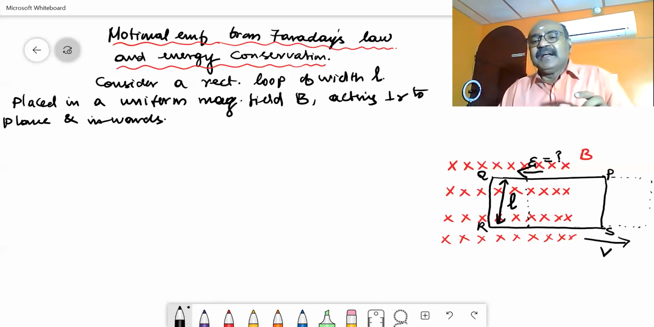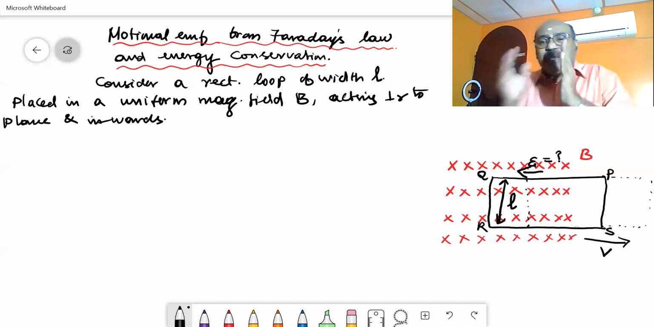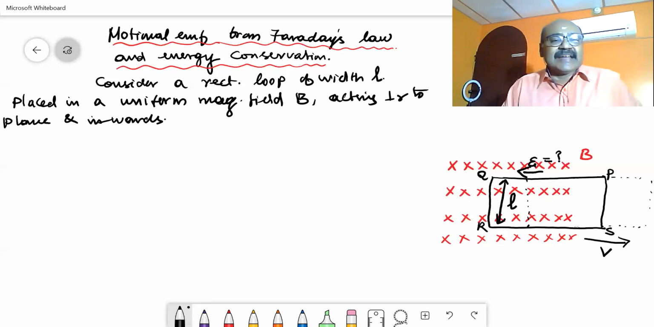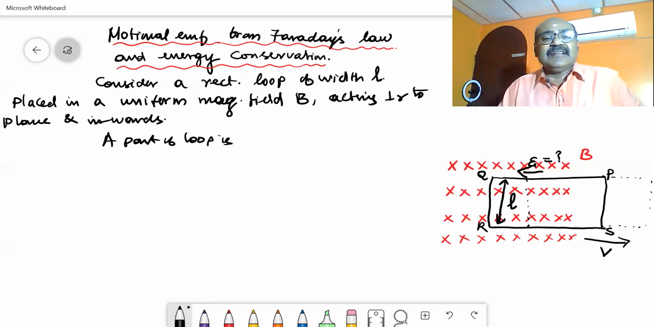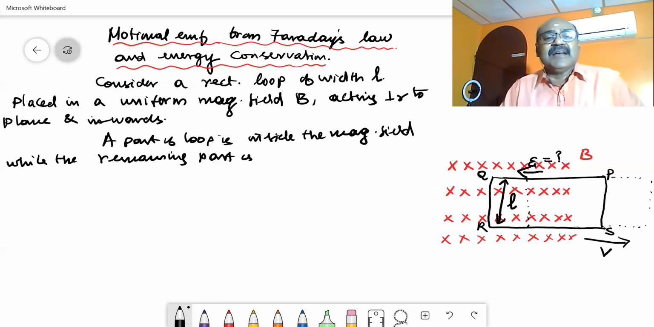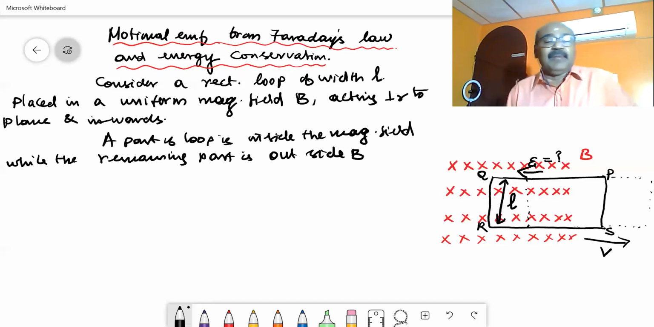Then the loop is placed in such a way that a part of the loop is inside the magnetic field and another part is outside. So let us take it like this: a part of the loop is inside the magnetic field, while the remaining part is outside the magnetic field B.